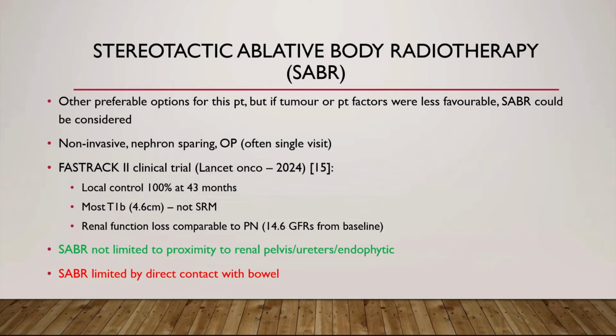And the renal function loss was comparable to a partial nephrectomy, so about 14.5 GFRs. Another systematic review published last year in the Lancet Oncology as well found that the local control was a little bit low, 94%, and the median tumour size was 4.4 centimetres. Good things about SABR, it's not limited by its proximity to key structures around the hilum, but bowel contact is an issue for it. They're just some of the considerations.